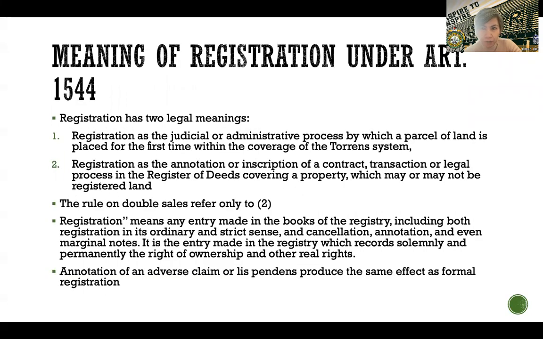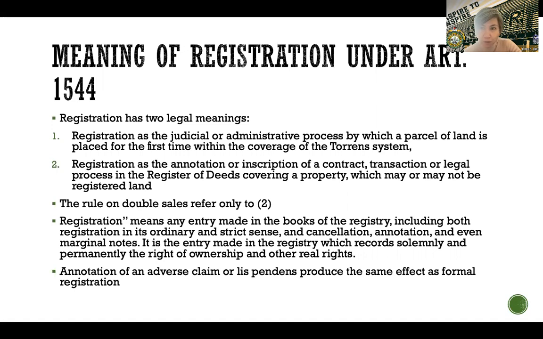So take note that registration, guys, as contemplated in Article 1544, has two legal meanings. So registration as the judicial or administrative process by which a parcel of land is placed for the first time within the coverage of the torrens system. Or registration as the act of annotating or inscribing a contract, transaction, or legal process in the registry of deeds, covering a property which may or may not be registered land.